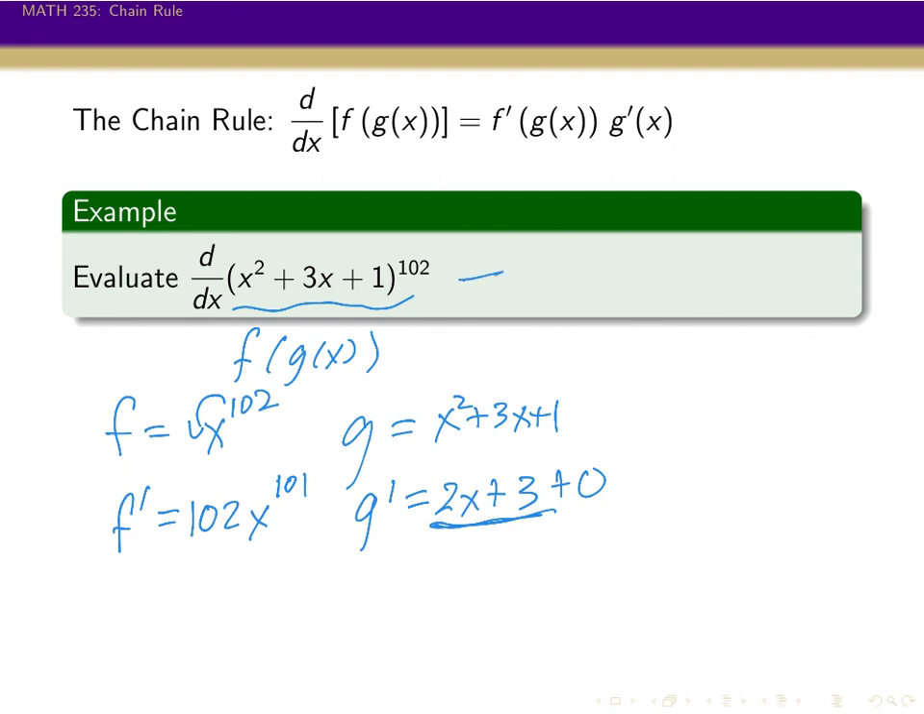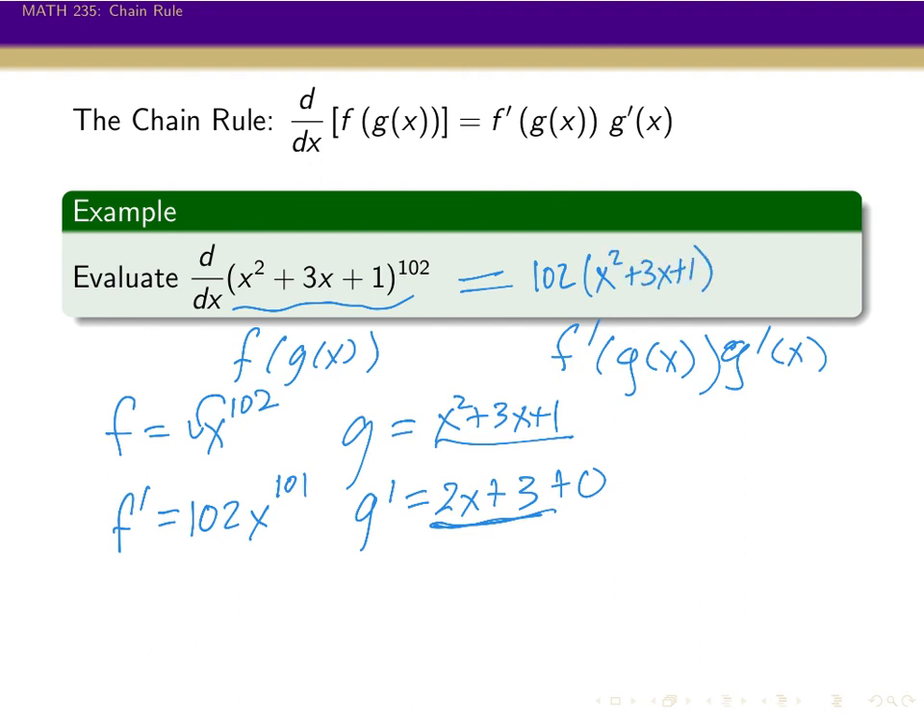And so then, applying the chain rule is f prime of g of x times g prime of x. Well, now I can just plug things in. So f prime is 102 times, now I plug in g, x squared plus 3x plus 1, finishing my f prime by raising it to the 101st power. And then at the end, I got to multiply by g prime, which is 2x plus 3. Okay, so overall our derivative is 102 times x squared plus 3x plus 1, all raised to the 101st power, and then multiplied by 2x plus 3.